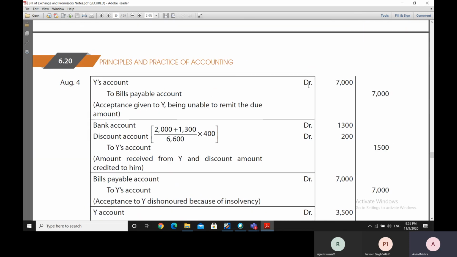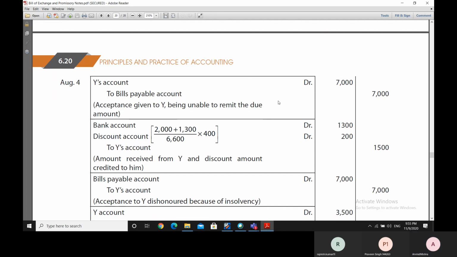So we'll say Y account debit and bills payable account in the books of X, because this is a bill which is accepted by X. So therefore it is a bills payable for him. He accepts a bill payable of 7,000 rupees.